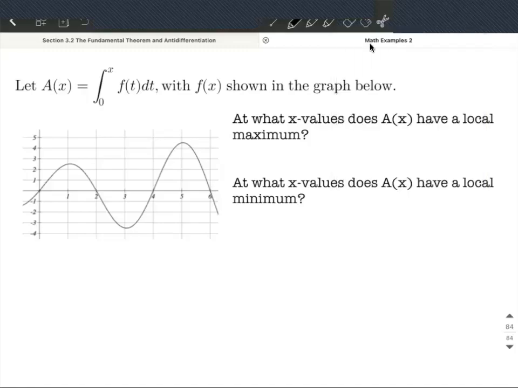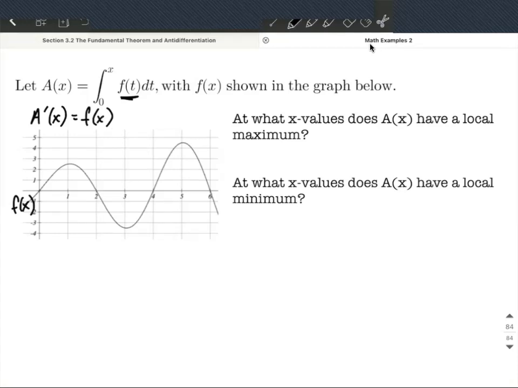Okay, we've defined A of x to be the integral from 0 to x of f of t dt, with f of x as shown in this graph below. So it's important to note, first of all, that this is f of x's graph down here, not A of x. The other thing to note is that because f of t is on the inside and the integral goes from 0 to x, that tells us that f is the derivative of A. So I'm going to say the derivative of A is represented by f of x.